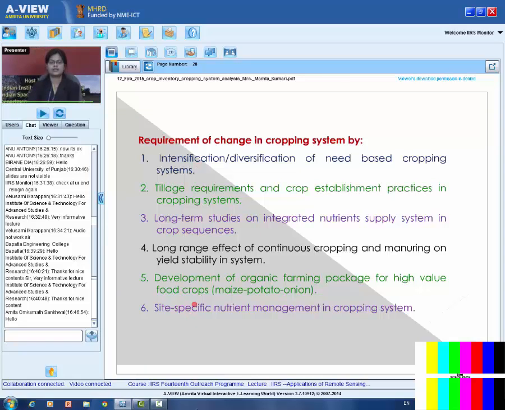So this is the thing, like tillage requirement. One example is the rice wheat cropping system. In rice, we are growing the crop in puddled condition. In puddled condition, we are destroying the soil structure and blocking the pore spaces. So what happens? A hard pan is formed in the subsurface. To grow the wheat crop, we have to dry the land. Then we must break the hard pan which is formed during the rice crop puddling.